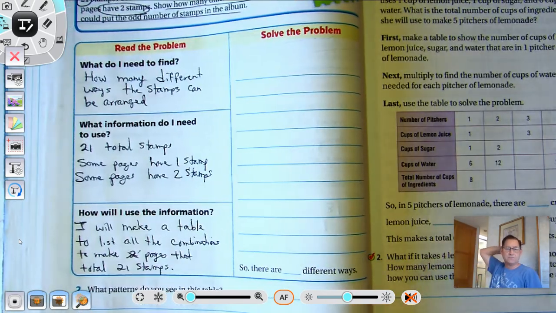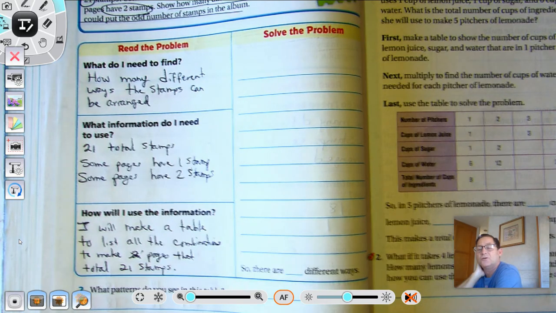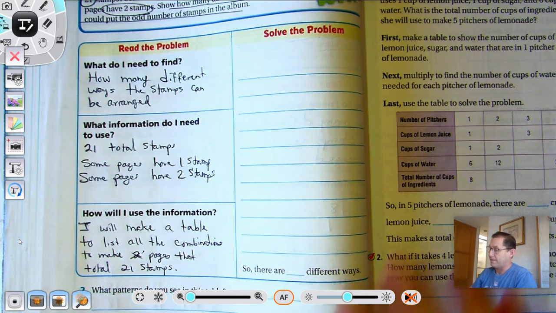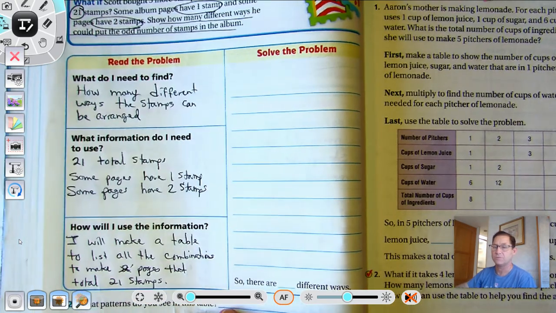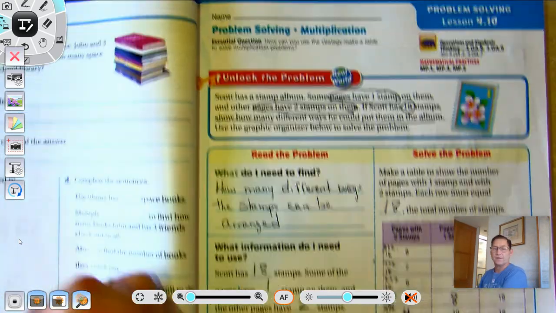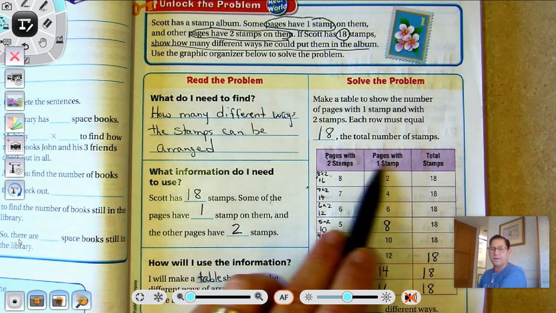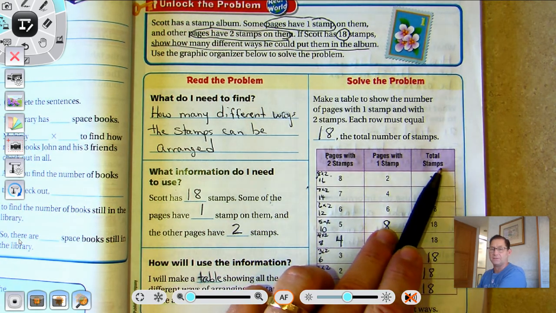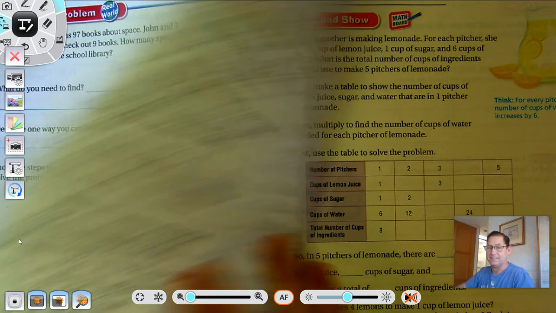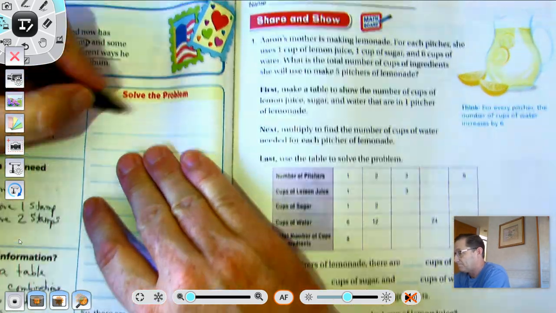All right, I'm going to make a table to list all the combinations to make pages that total 21 stamps. Okay, so solve the problem. Let's look back at our example here. Our columns were pages with 2 stamps, pages with 1 stamp, total stamps. Okay, so let's use the same idea for this one.